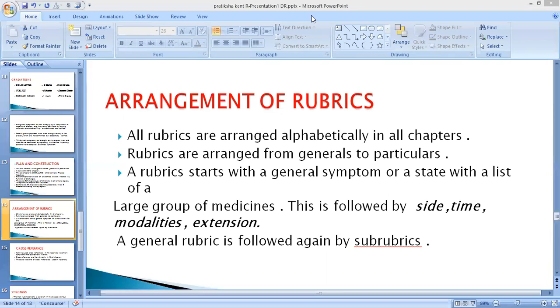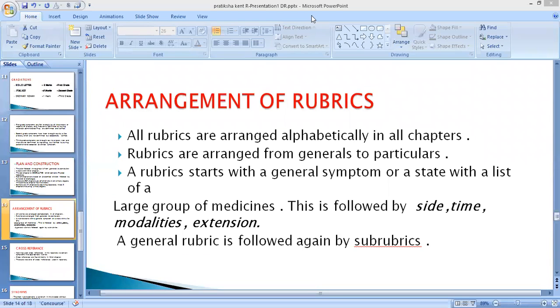Then under pain, first side is given, then time, then modalities and extension. Under the pain rubric, sides are given. In that, first right side, then left side. For example, pain, right side. So the remedies which are indicated for right sided headache are given. Then the left side is given, that means the remedies which are indicated for left sided headache.